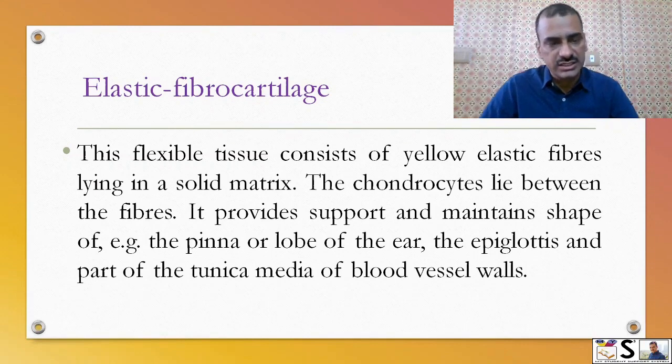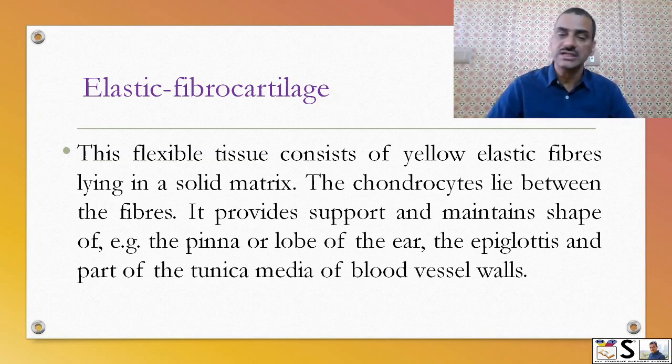Elastic fibrocartilage. This is a flexible tissue, consisting of yellow elastic fibers in the solid matrix. The chondrocytes lie between the fibers. It provides support and maintains shape, and it is found in the pinna or lobe of the ear, epiglottis and part of tunica media of blood vessel wall.